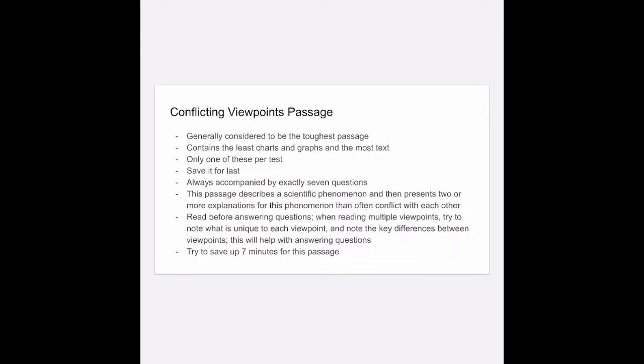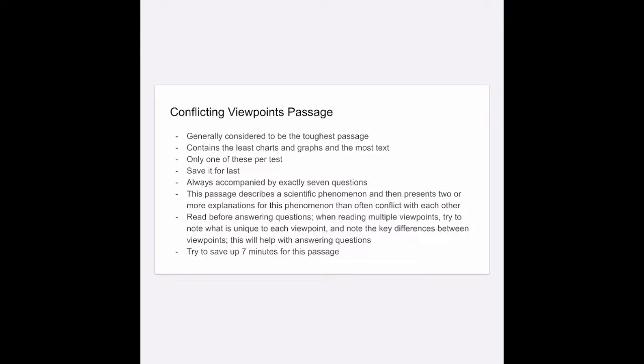Anyway, the best method to handling this is to read before answering the questions. So for this one, you do not go straight to the questions. Don't consider going straight to the questions. It will probably not be efficient. You should read the viewpoints before answering the questions. And when you read the viewpoints, try to note what is unique to each viewpoint and note the key differences between them as well, which the questions love to test. They love to test certain aspects that are unique to only certain viewpoints, as well as key differences between 2 of them, and similarities, of course.